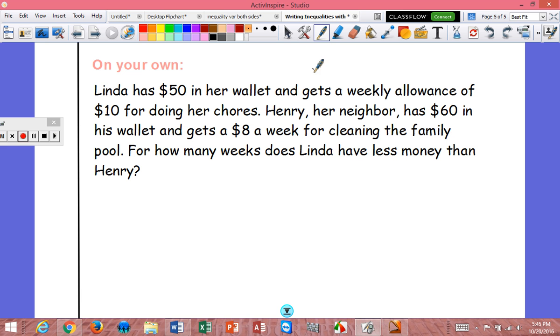All right, now it is time for you to try. So make sure that you create your inequality, solve, check it and graph it, and put your answer in a complete sentence.